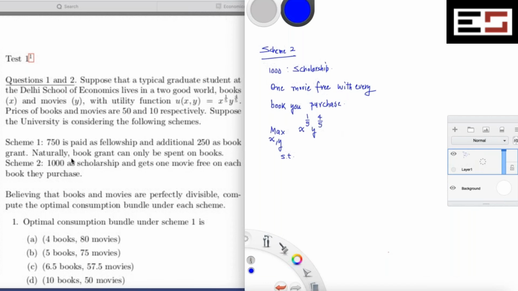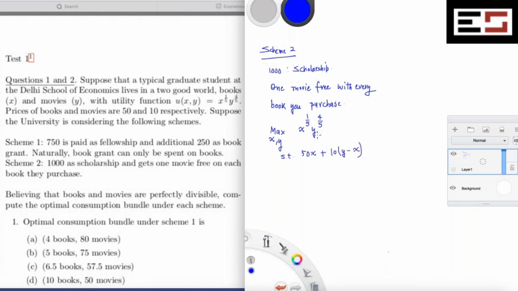Your expenditure on books and movies cannot exceed 1,000. So what is your expenditure on books and movies? Notice, what are you buying? You are buying X units of books because you're consuming X units of books. So 50X is the expenditure on books, plus how much is the expenditure on movies? If you are consuming Y units of movies, your expenditure on movies is not 10Y. It is 10 times (Y minus X).